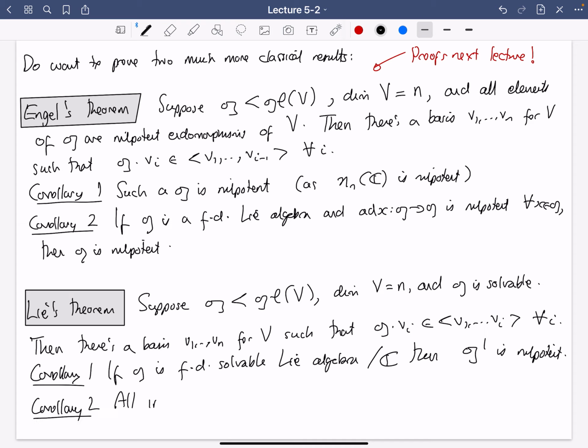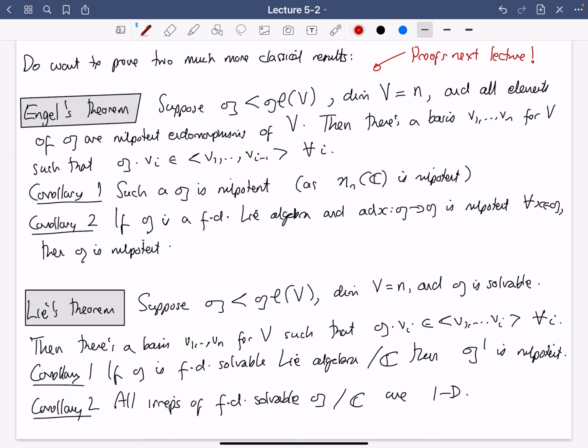And corollary 2, all irreducible representations of a finite dimensional solvable g over the complex numbers are one-dimensional. That's immediate from Lie's theorem, right? Because the first vector in this basis will span a one-dimensional g-submodule of any finite dimensional representation V.